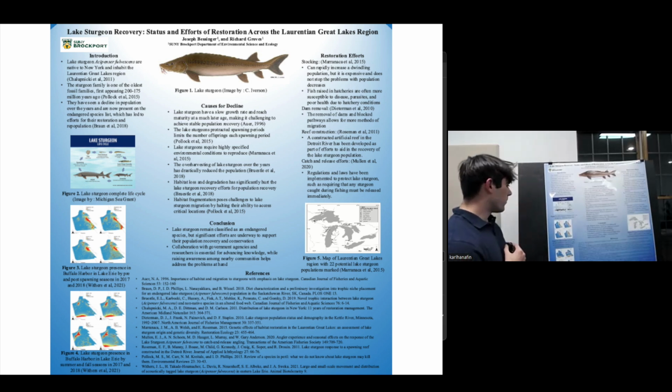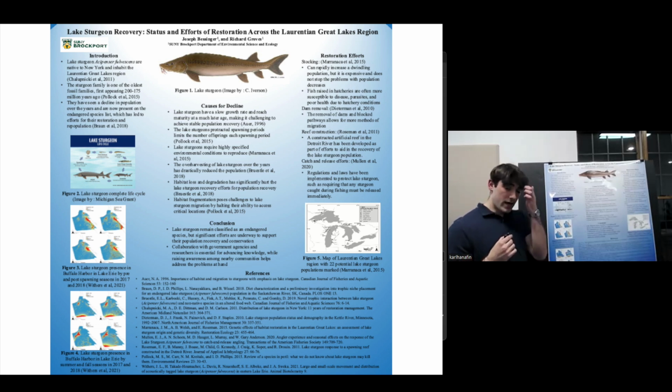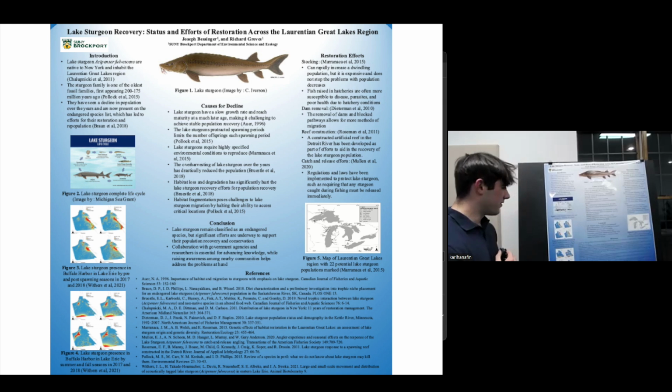And then one of the really big ones is just habitat loss, degradation, and fragmentation, which has significantly hurt the population. If they don't have anywhere to spawn, then they're not going to be able to repopulate, as well as if there are things blocking their migration route, then even if there is habitat, they're not going to be able to get to it and spawn.